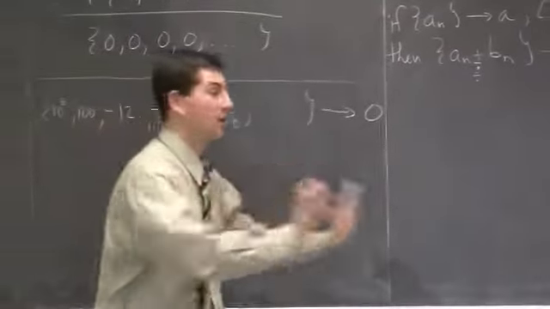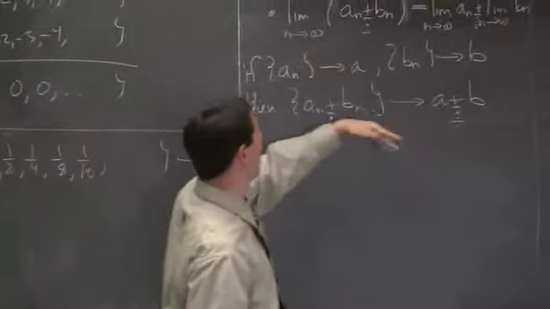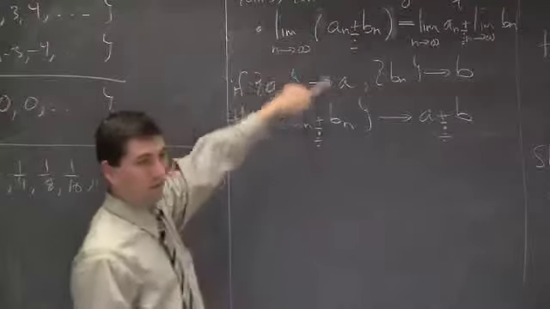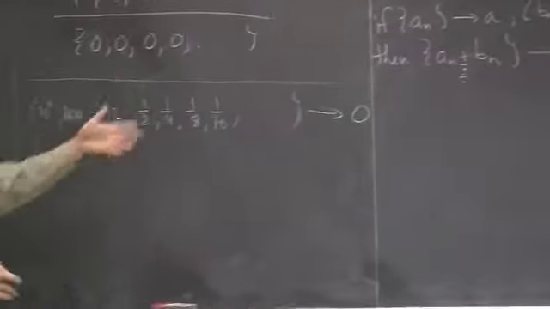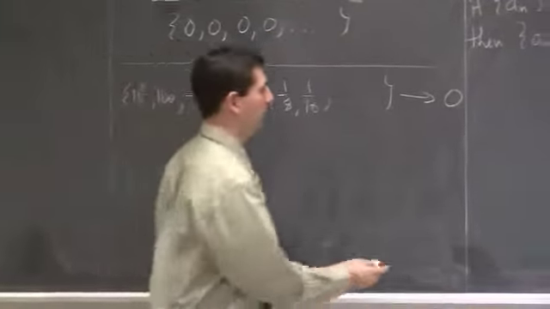You just go out far enough so that you don't have to worry about it. And that's the beauty of taking the limit as n goes to infinity. You just go out as far as you need to get rid of all the garbage, which in those cases is 0.